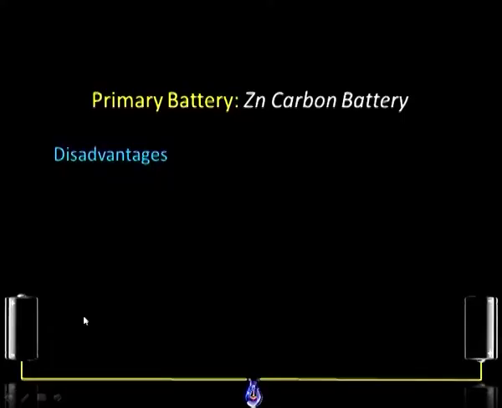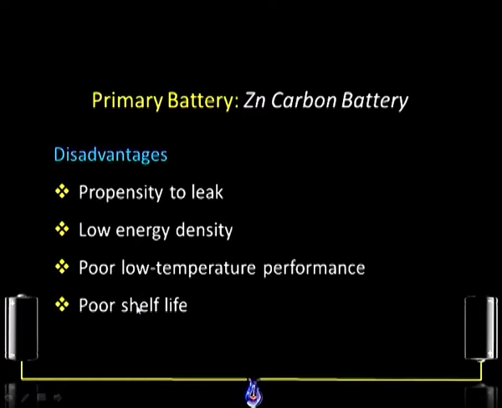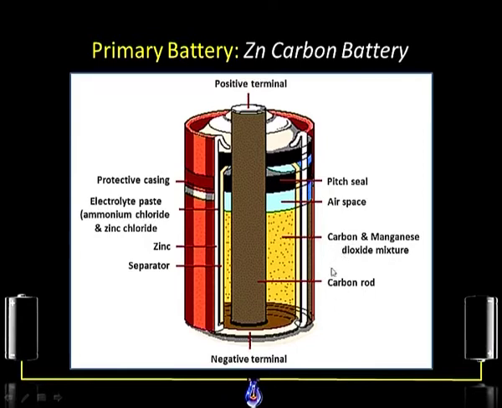Whereas if we consider the disadvantages of the zinc carbon battery, the main disadvantage is it has a propensity to leak. It has a very low energy density, very poor low temperature performance and poor shelf life. What we have discussed for the zinc carbon battery can be seen in this diagram. A carbon rod, they are having two terminals, positive and negative terminals. Then a protective coating is there, then pitch seal, air space, then the manganese dioxide mixture is there, then the electrolyte paste is there, and zinc which is the electrode, and a separator for separating the electrodes.